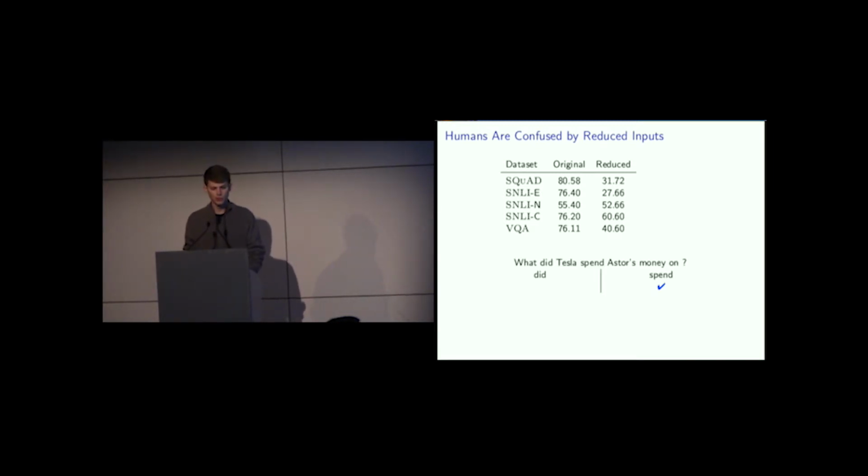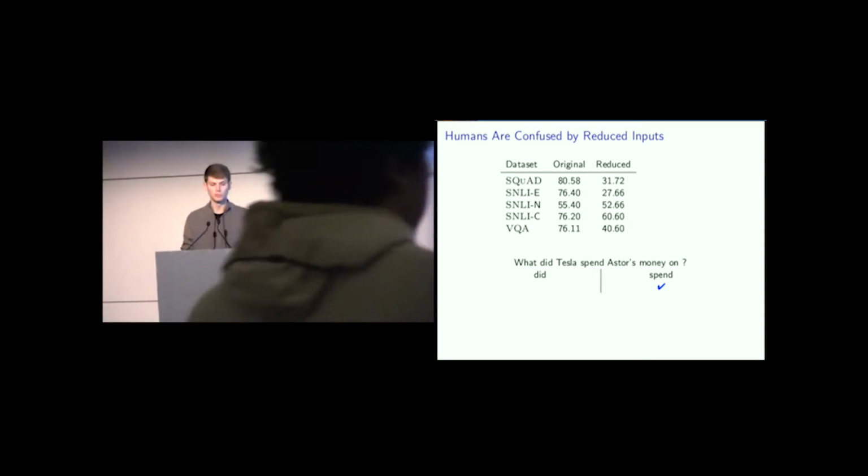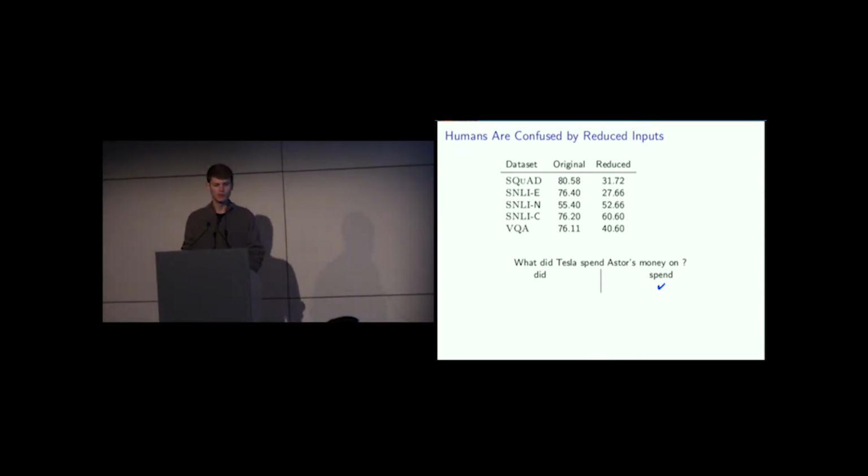We wanted to investigate this further, saying, do these inputs look completely random to humans? So we set up this simple preference study. We're given the question, what did Tesla spend Astor's money on? And we give them either "did," which is the example that's been reduced using input reduction with the trained model, or "spend," which has been randomly reduced. It's just selected from the question to match the length of the gradient-based reduced example.